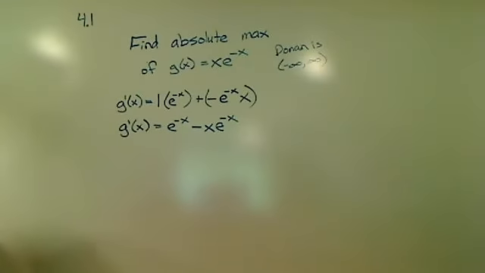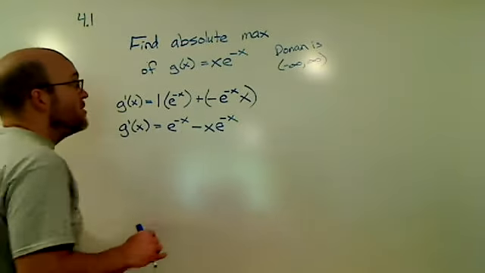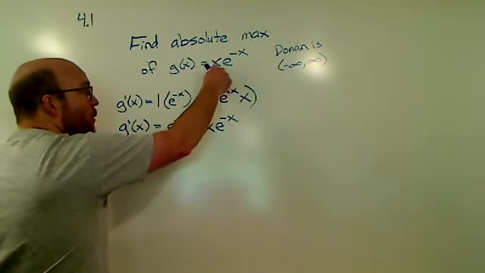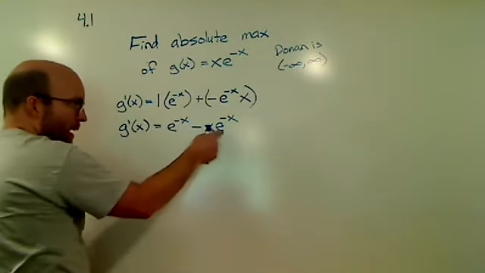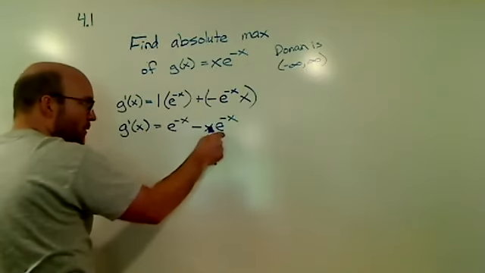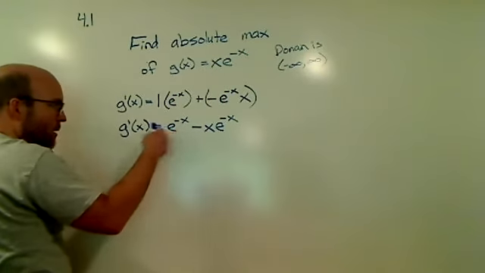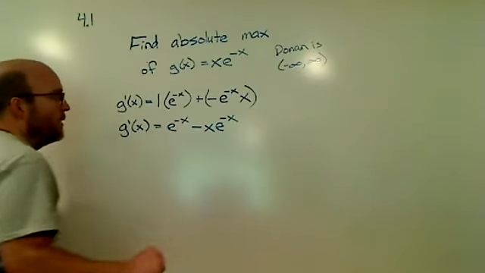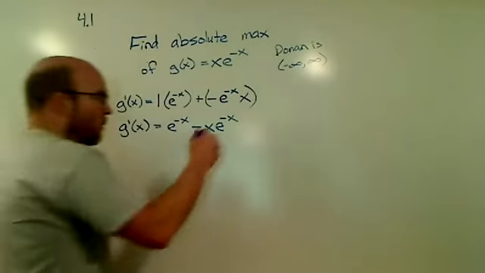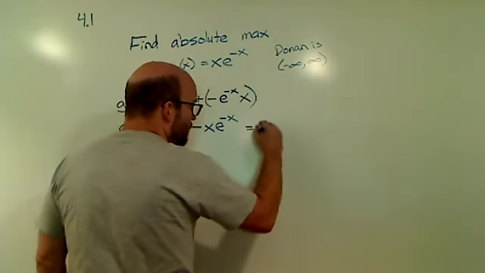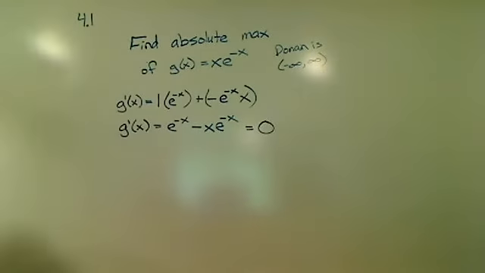Now we need to set that equal to 0 and see where this might be undefined. Let's actually start with undefined because there's nothing to write there. Just like we talked about, we could plug anything we want in here. This is just an exact copy of what we started with. E to the negative x, we could plug anything into, so this is always going to exist. So all we care about is when this is equal to 0.